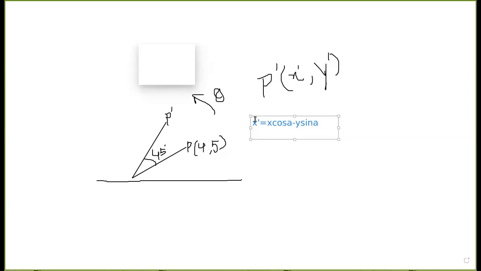Y dash equal to what? Y dash equal to x sin A plus y cos A. Clear? X sin A plus y cos A. It is cos.